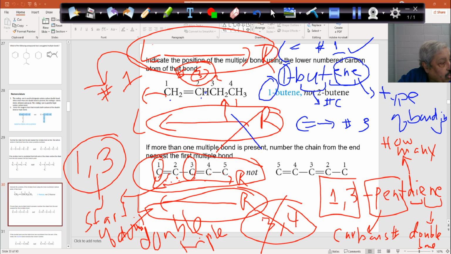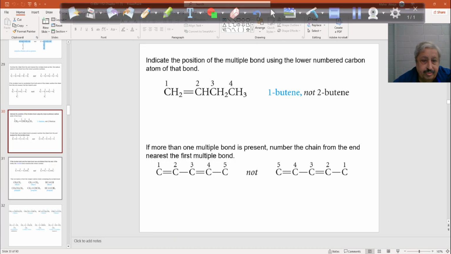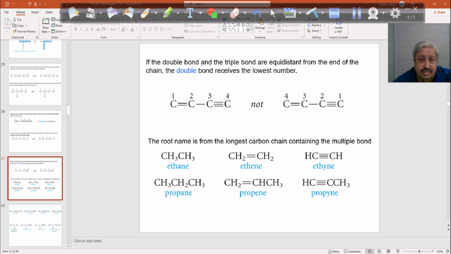Start with 1, not 2. Always the start, correct? And the second one starts on the third one, not on the fourth, correct? So let's go further, and this is the same thing.